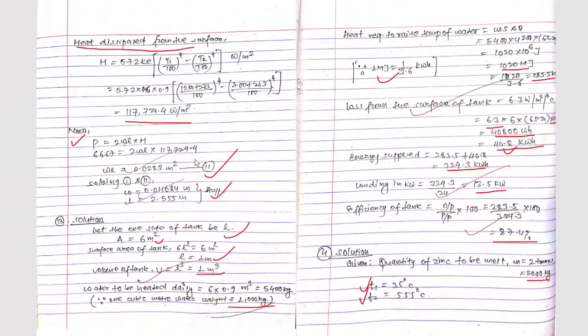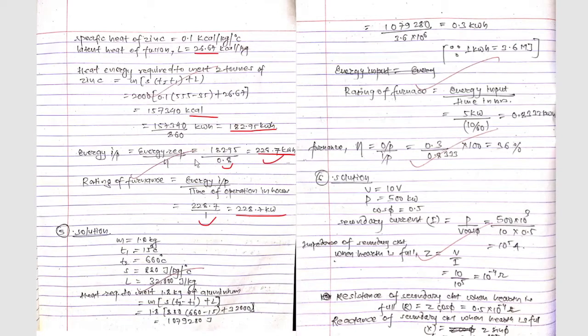So let's see the solution. In question number 5, we have this data given: M is given as 1.8 kg. Similarly, T1 is given as 15 degree Celsius, T2 is given as 660 degree Celsius, and the value of S is given as 880 joule per kg per degree Celsius. Similarly, the latent heat of fusion is given as 32,000 joule per kg. Now here is the formula to calculate the heat required to melt 1.8 kg of aluminum: M S (T2 minus T1) plus L. Here we have the values of M, S, T2, T1, L. You just need to substitute these values.